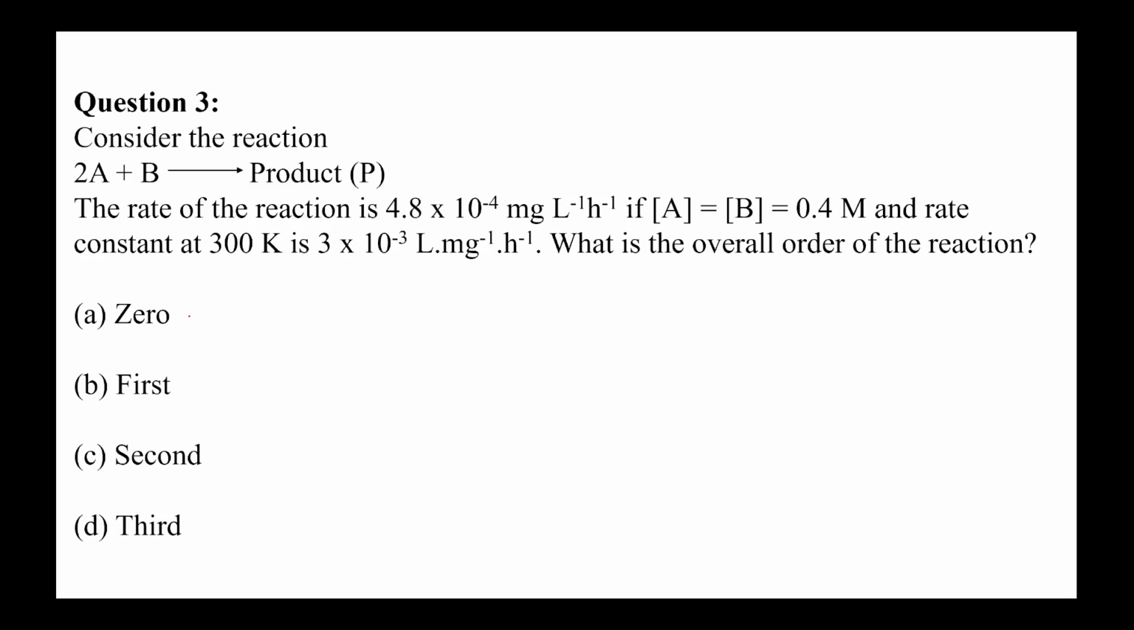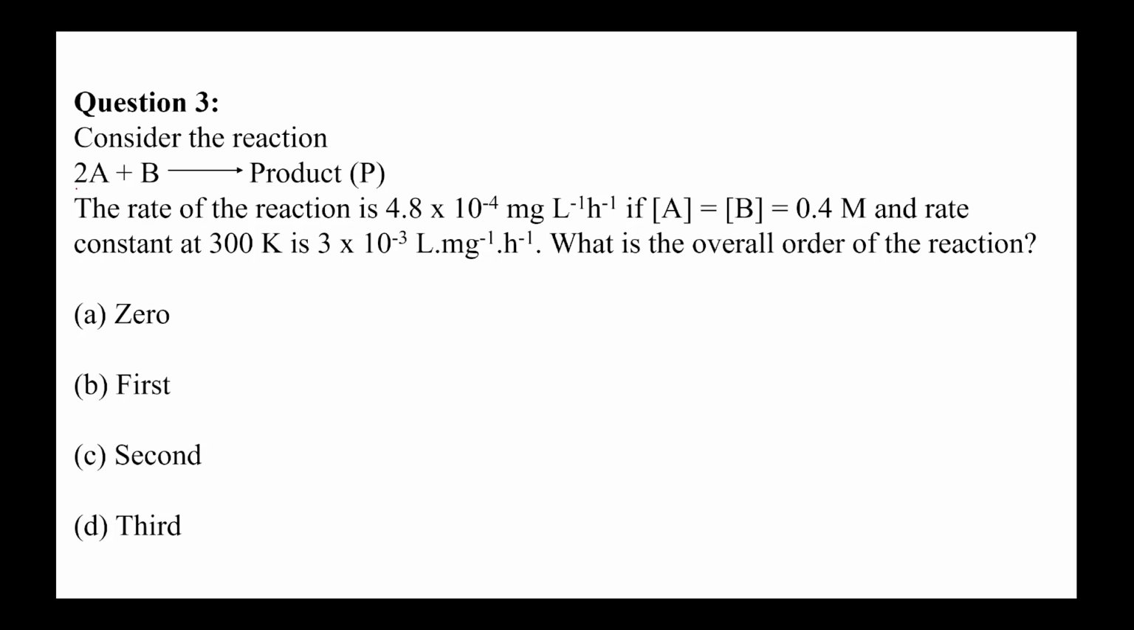Consider the reaction 2A plus B goes to product. The rate of the reaction is 4.8 into 10 raised to the power of minus 4 mg per liter per hour. If the concentration of A is equal to the concentration of B, and that is equal to 0.4 molar, and the rate constant at 300 Kelvin is 3 into 10 raised to the power of minus 3 liter per mg per hour, what is the overall order of the reaction?